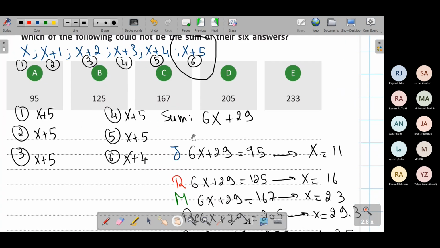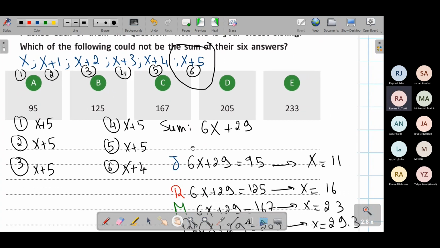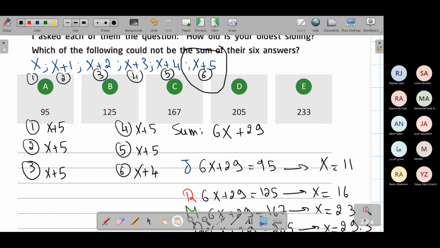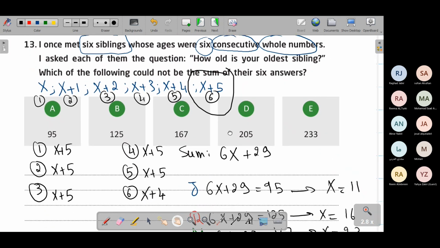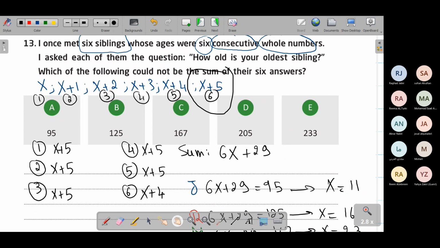Okay, guys? Understood? Yes. Any question before we move to number 14? I don't know if you can solve number 14. Maybe I'll explain number 14, then you will take it also as homework. Okay, let's move to the second one.